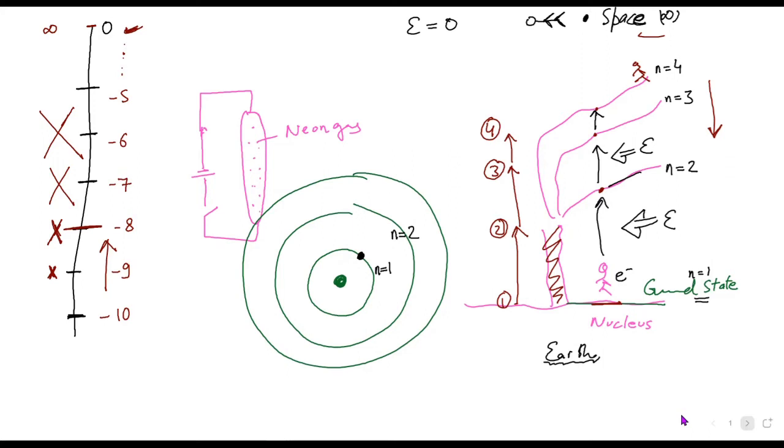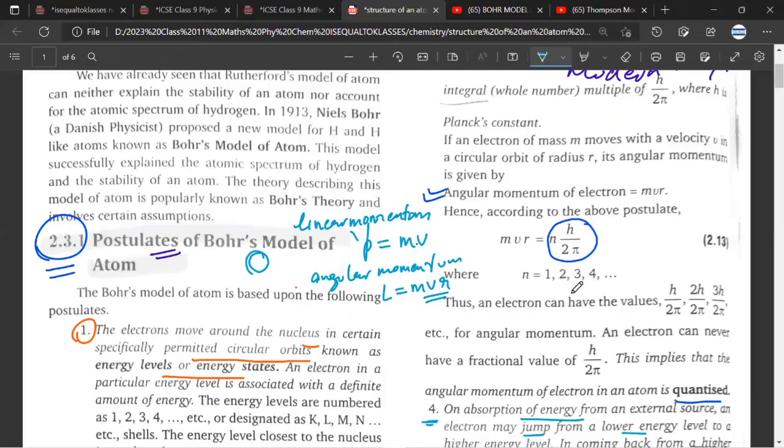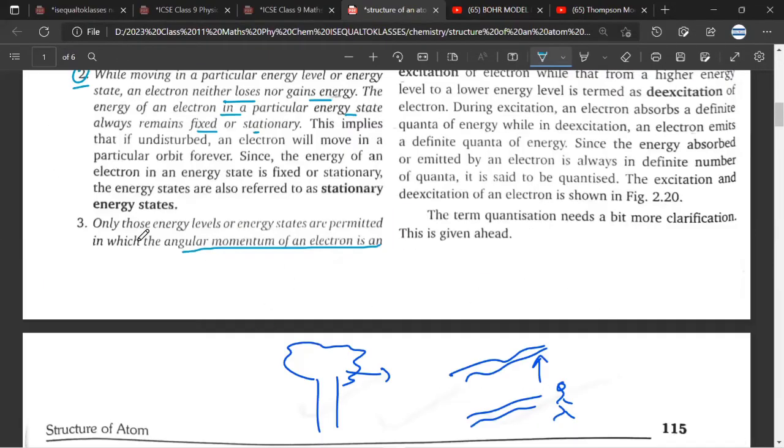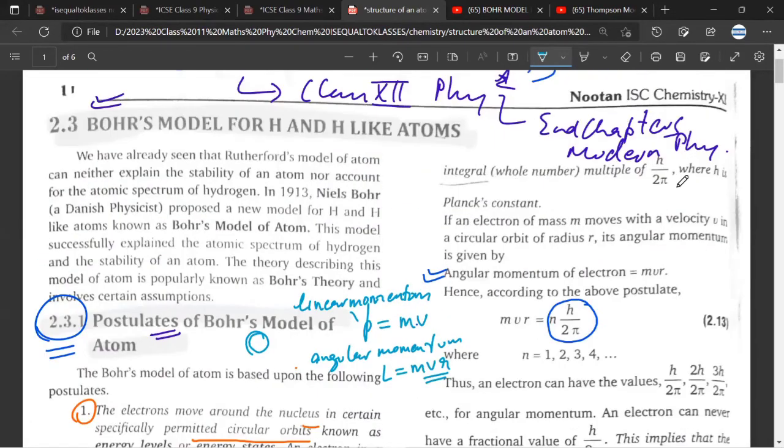Okay. So are we clear with the concept of angular momentum? Yeah. So what Mr. Bohr said in his fourth postulate was that only those energy levels or energy states are permitted in which the angular momentum of an electron is an integral multiple of h by 2 pi, where h is Planck's constant. Okay, so let us try to understand this. This pi is the old pi that we know from class 5th, 6th, the pi r square wala pi. This h is called Planck's constant, and this is some constant. It has some value.